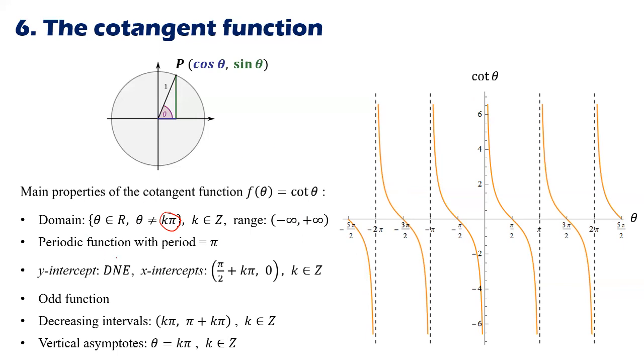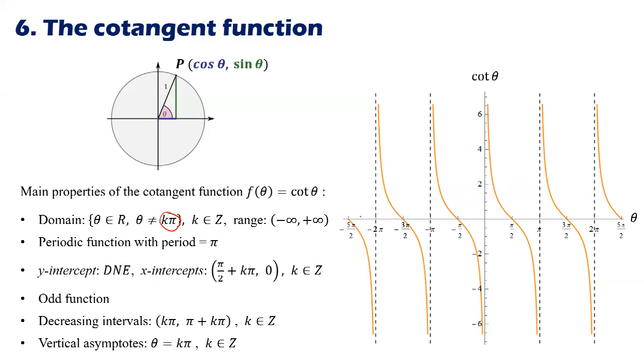Also, it is a periodic function with period of pi, right? Because it is just a reciprocal of tangent theta. Tangent theta has a period of pi. Of course, cotangent theta also has a period of pi, right? There is no y-intercept. That means when x is 0, the y value is not defined.